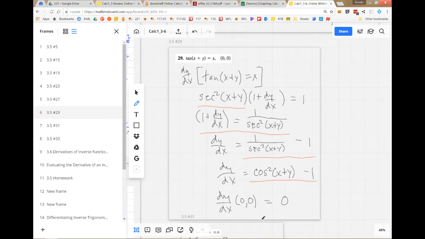And then you're done, unless they say find the derivative at a point. In this case, they told us to do it. You see that up on the top there? They told us to do it at the point 0, 0. So what's the derivative at 0, 0? You plug in a 0 for x and a 0 for y. The cosine of 0 is 1. The cosine squared is 1. And 1 minus 1 is 0. See if you have any questions on that one. So that's an implicit derivative at a point.